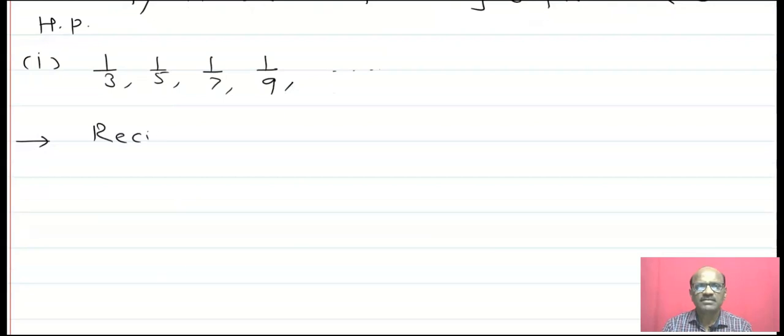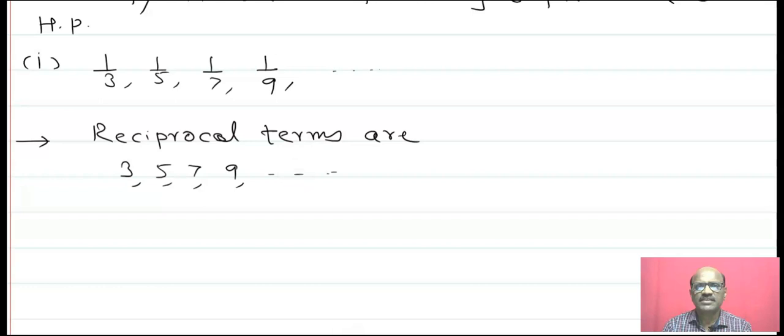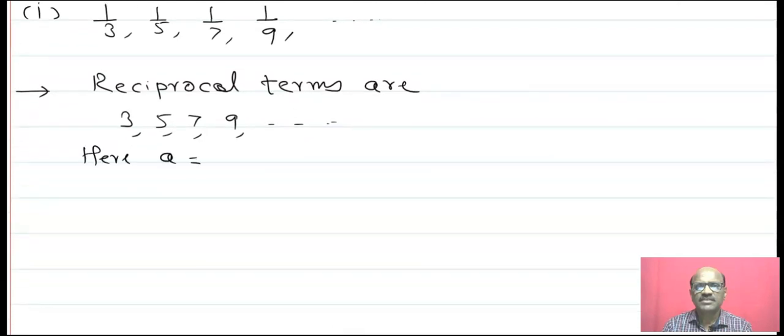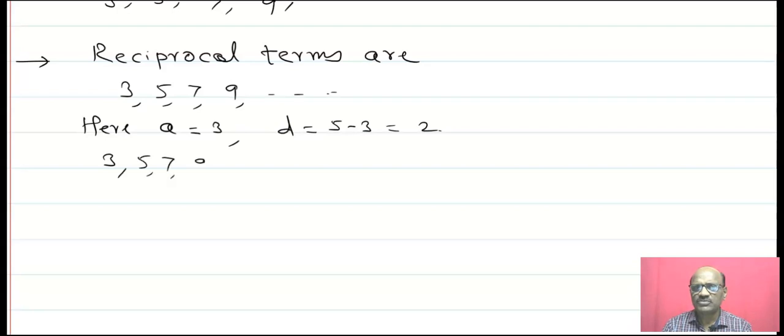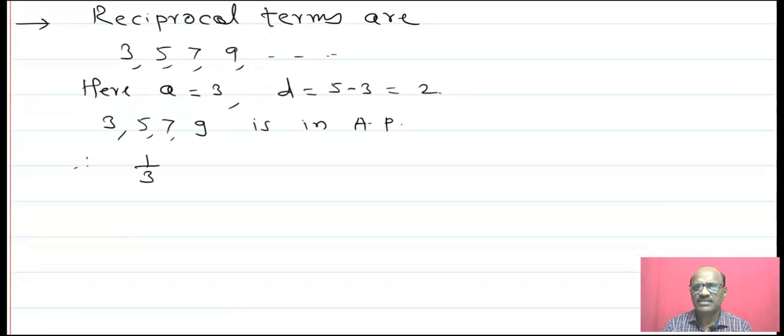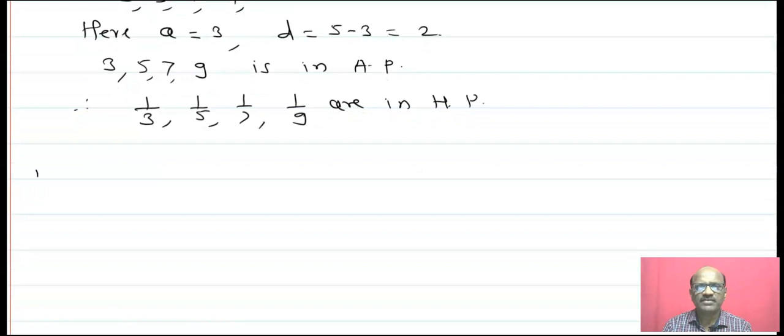Therefore, reciprocal terms are 3, 5, 7, 9. Here A is equal to 3. Common difference D is 5 minus 3, 7 minus 5, that is equal to 2. Therefore, 3, 5, 7, 9 is in AP and hence their reciprocals are in HP. That is 1 by 3, 1 by 5, 1 by 7, 1 by 9 are in HP.